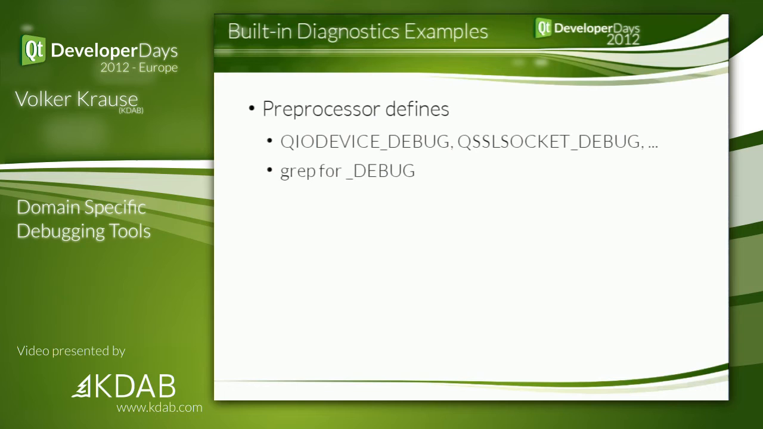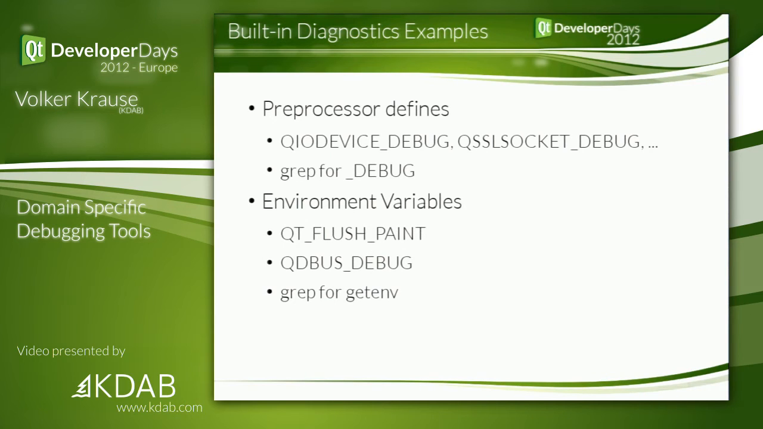So having that available as for the user of a component is also useful in some cases. But it requires recompilation of Qt. So this is not very convenient. More convenient are the environment variables. And you'll find about 50 or 60 of them in the Qt code if you grep for getEnv, the system call for reading the environment variable.